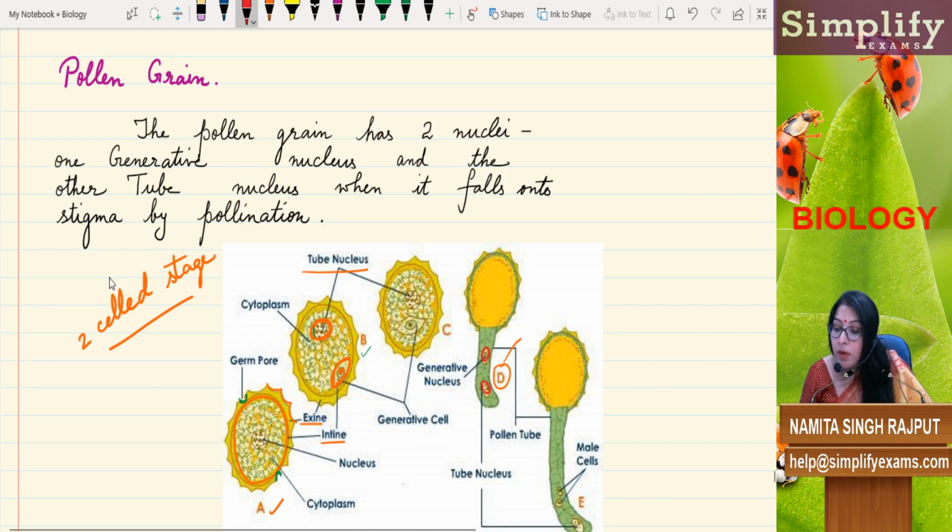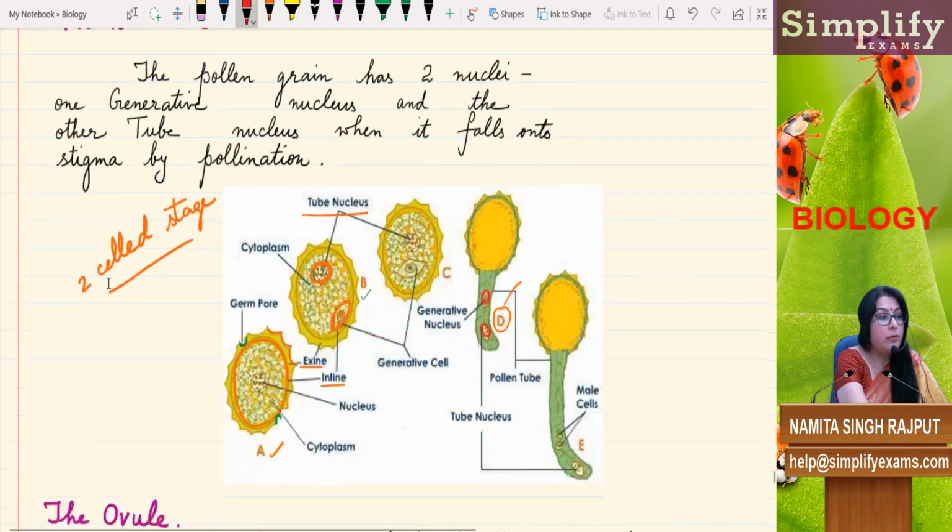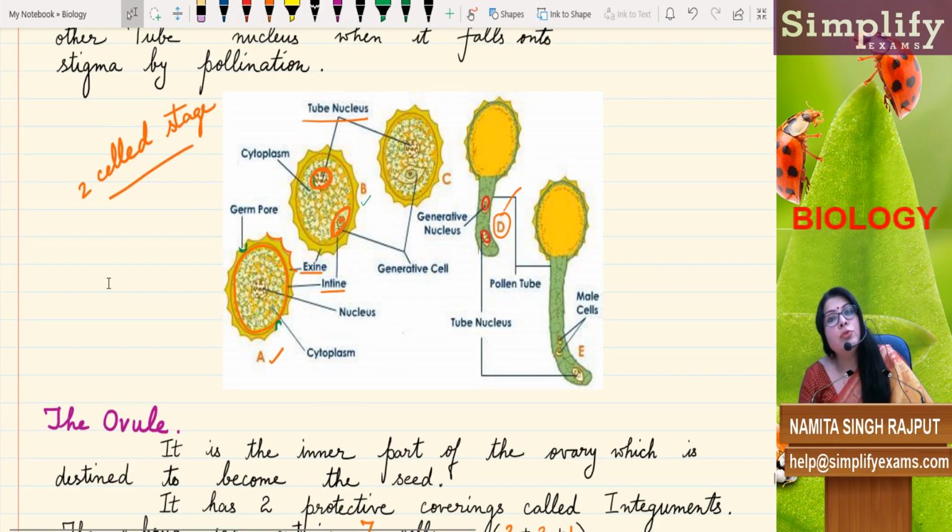Alright, what happens when this pollen tube is growing? This generative nucleus divides into two nuclei. Two nuclei are formed. You can see here, these are the two male cells. So it has divided into two nuclei. So now it is a three-celled stage. Earlier it was two-celled, now it is a three-celled stage. But this process is taking place within the style of the female part of the flower, gynoecium.